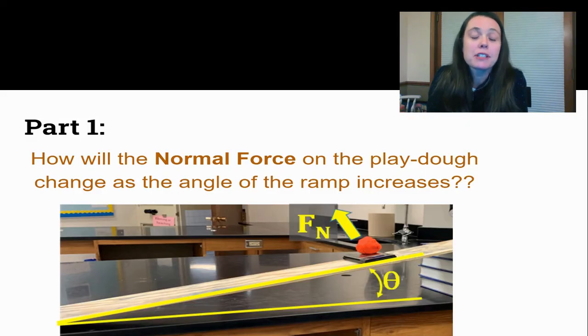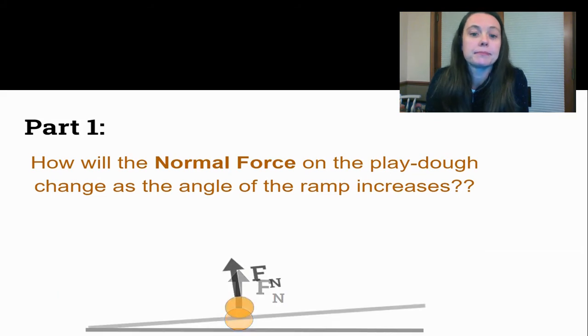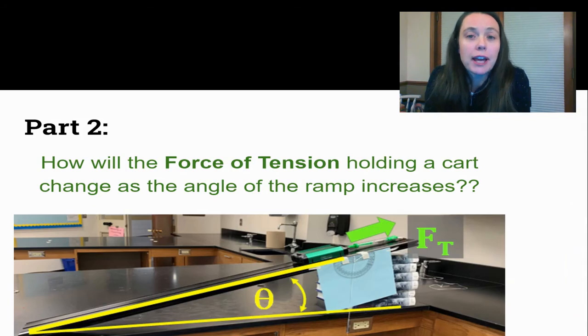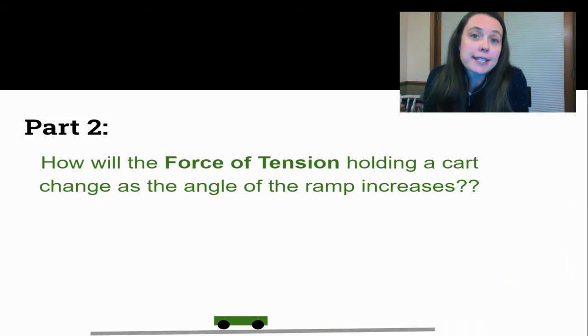The purpose of this lab is to investigate each of these forces to see how they change as the angle of the ramp increases. In part 1, we will be looking at how the normal force on a piece of Play-Doh changes as the angle of the ramp increases. In part 2 of the lab, we will be using a frictionless lab cart held in place with a spring scale in order to look at how the force of tension varies as the angle increases.